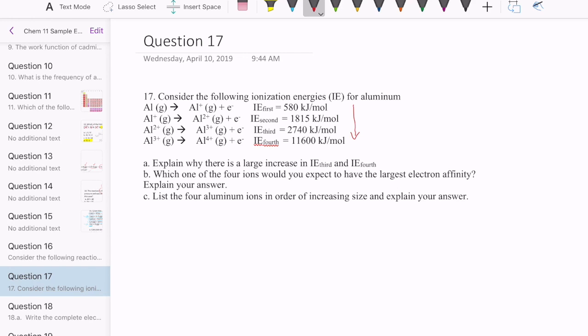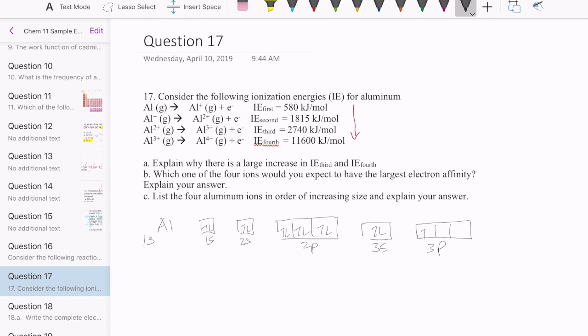And that makes sense because if you think about the configuration of aluminum, let me just write it right here. So aluminum originally has 13 electrons. So it's 1s2, 2s2, and then 2p6, and then 3s2, and then 3p1. So that's the original configuration for aluminum. Now, when you're removing electrons, you're going to start to remove the electrons from the furthest away position first, and that would be the 3p electron.